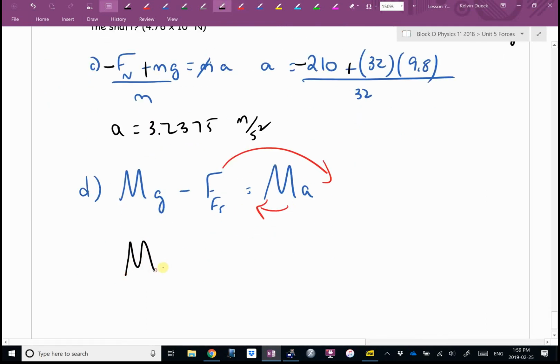And I'll get big M, which is 700 and whatever it was, G minus big M, A, and A will be my answer from part A. That's going to be the force of friction. There you go.